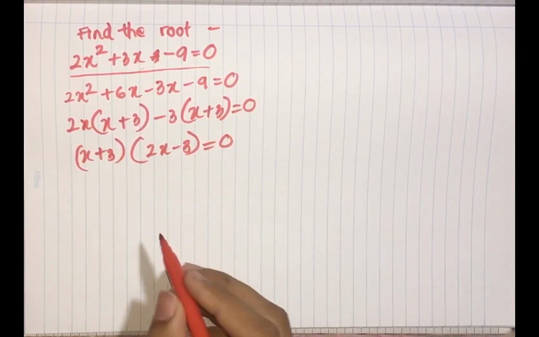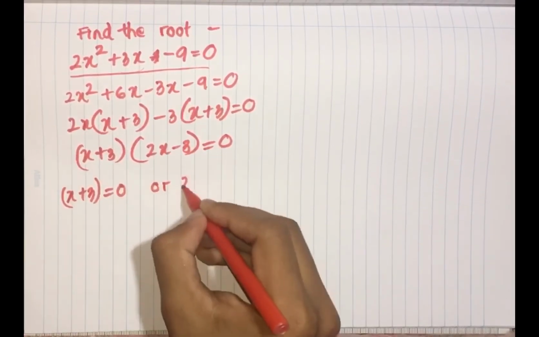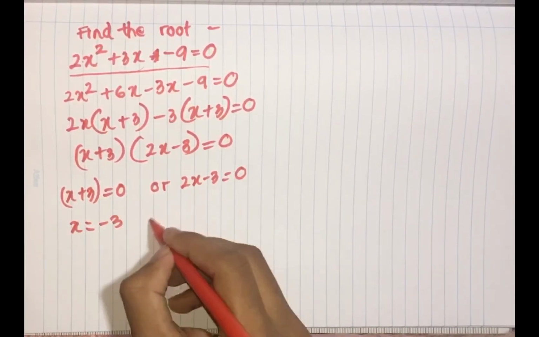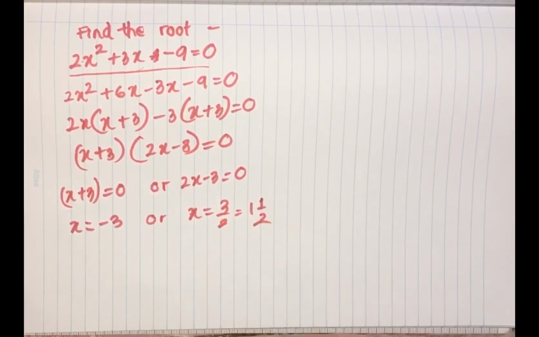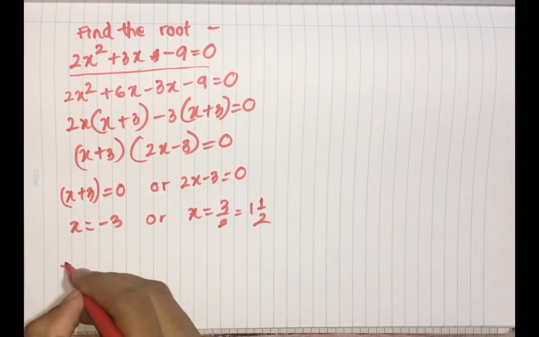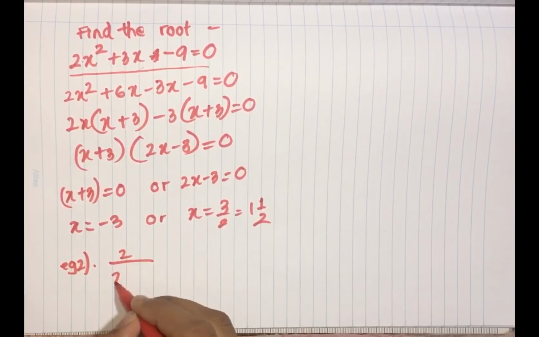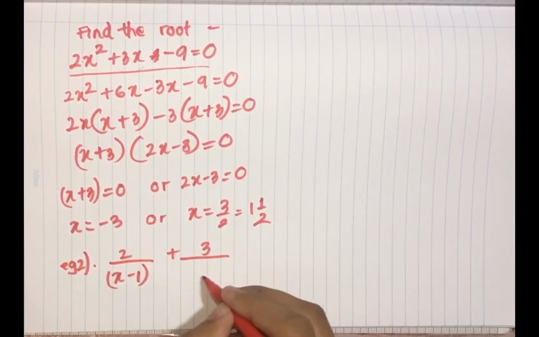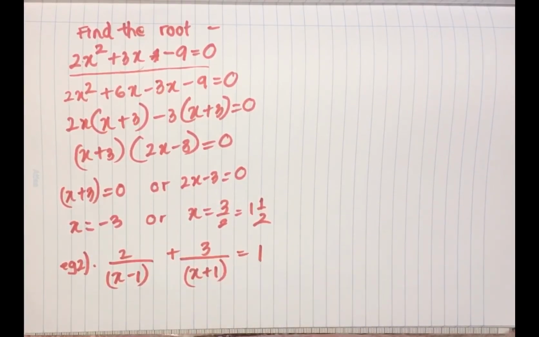Therefore you have two values for x. One is that x plus 3 is equal to 0, or 2x minus 3 is equal to 0. So x may be equal to minus 3, or x may be equal to 3 over 2, that is 1.5. Okay, got it? I'll give you one more question. You all try it out. I'll be giving you the answer in the next video. Take this equation and try to solve it on your own.